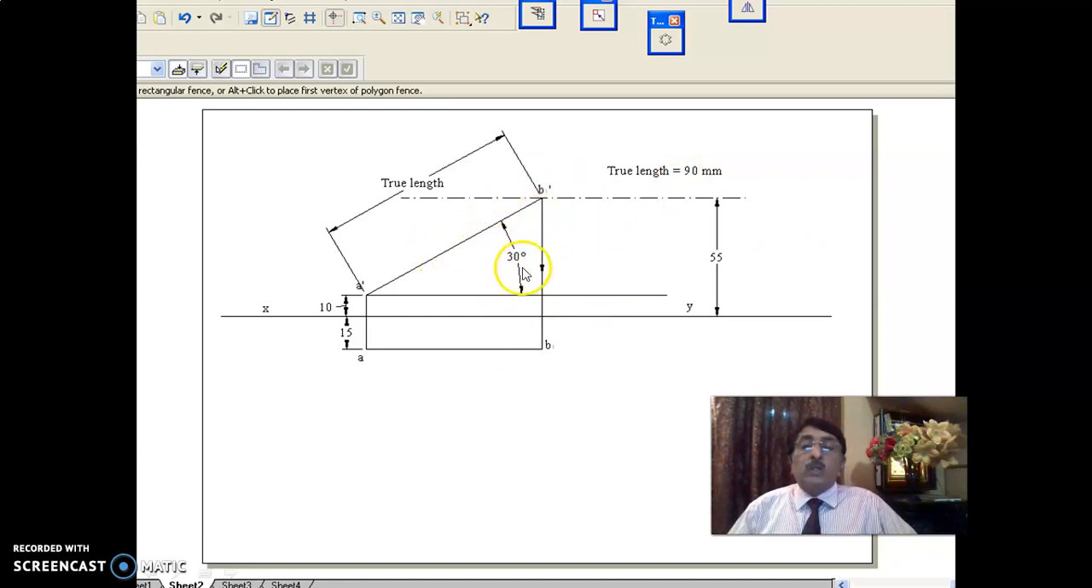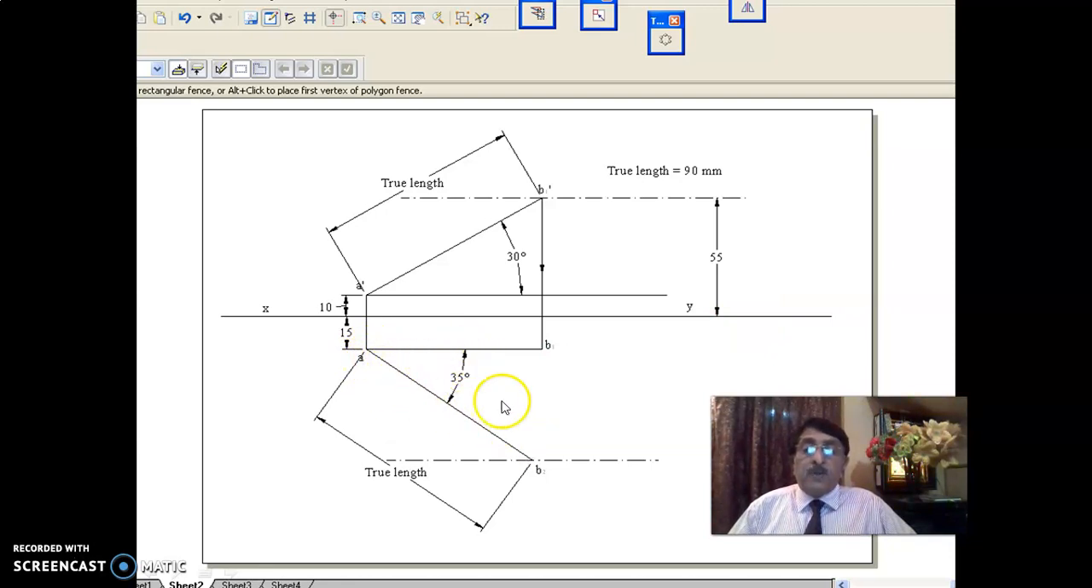Now two parameters have already been used, 30 degrees and 55 mm. I want one more parameter. They have also given 35 degrees to VP. Since you know the true length, take the same true length and cut it here to get AB2. Once this is AB2, write the corresponding other view parallel to the XY line. Once you do this, the skeletal part of the work is over.